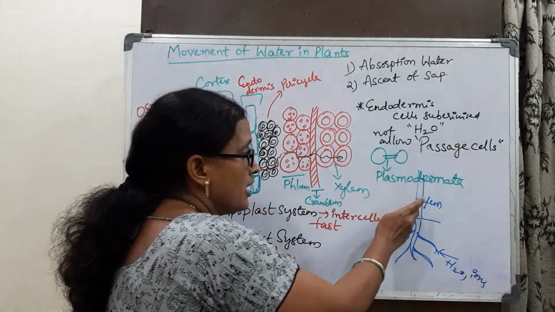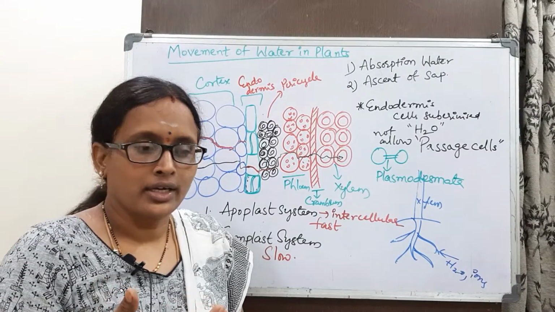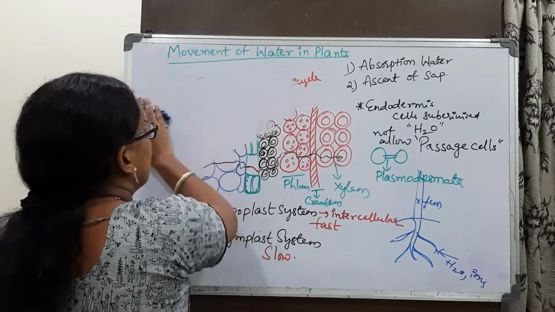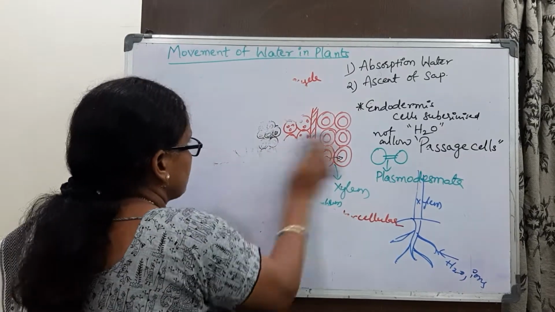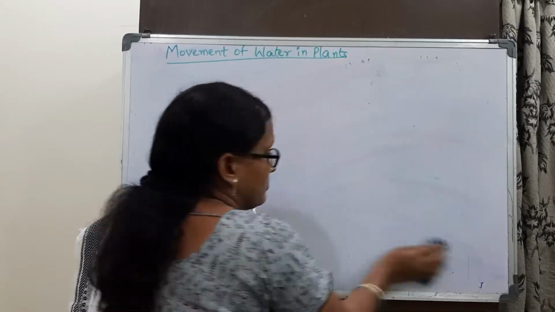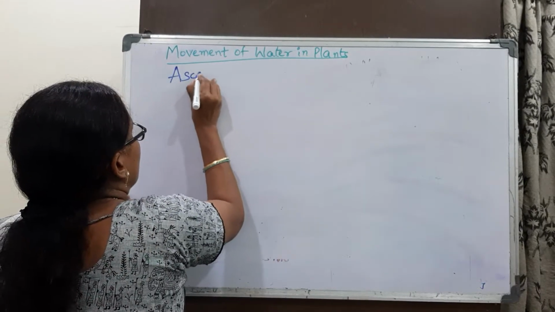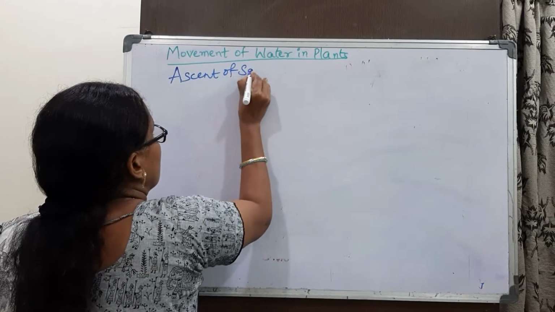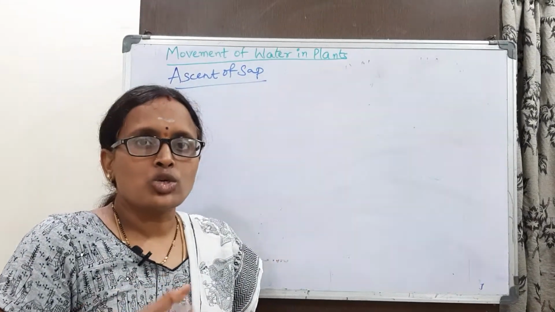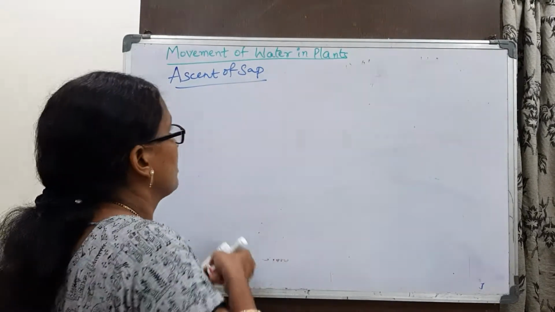Now water is absorbed, whether by symplast or apoplast, and it reaches the xylem, but from the xylem how is it going to be transported? That is the next step of water transportation, that is ascent of sap. Transportation of water or translocation of water through the xylem vessels is known as ascent of sap.